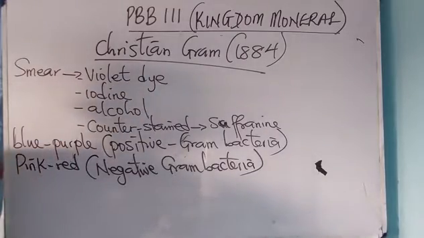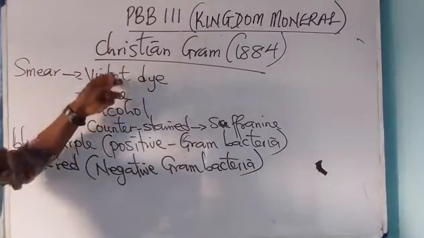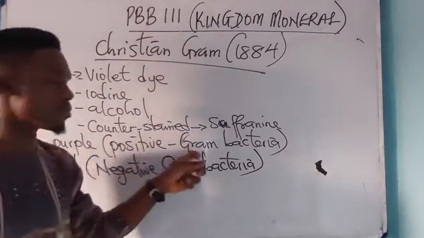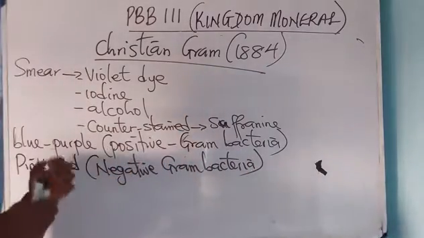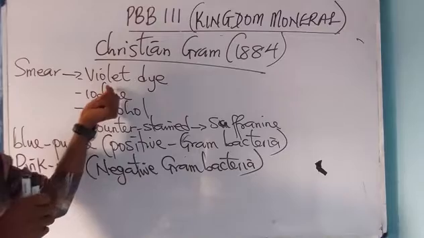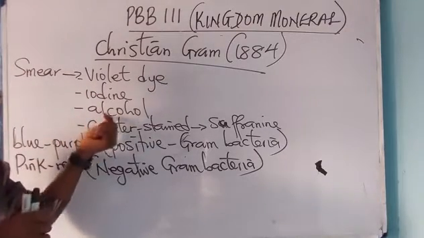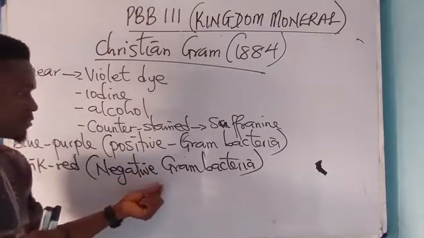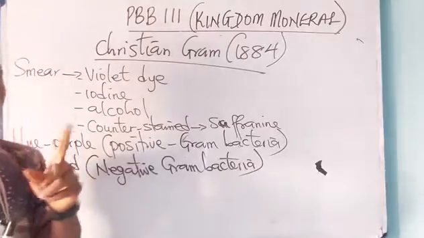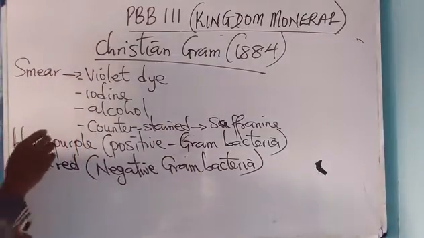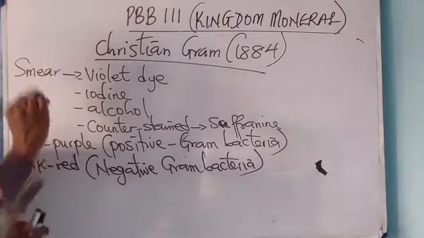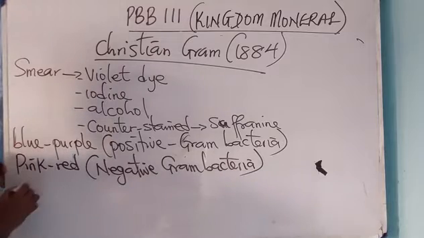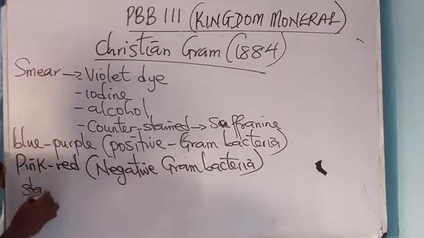Okay. Now, after doing this, some bacteria took up this violet dye and appeared blue purple. We call them positive gram bacteria. Then some of these bacteria were washed. That is, their violet dye was washed away by this alcohol, and they appeared pink red, and we call them negative gram bacteria. In conclusion, the experiment conducted by Christian Gram is now used to classify bacteria based on their ability to take up what? Gram stain.